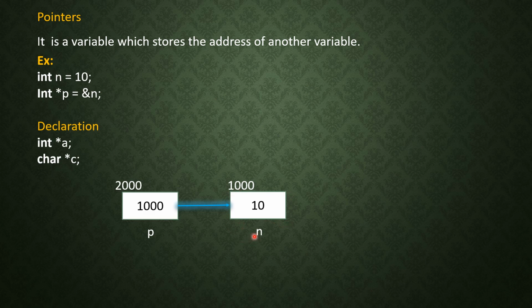Now the address of n I have to give to the pointer p. In p I'm going to hold the address of n, that is 1000 will be stored here. Now p also will have an address. That address will become 2000, because for holding the address in variable p, that also has to be stored in a memory location. That memory location will have an address, so that address will become 2000 for the pointer.